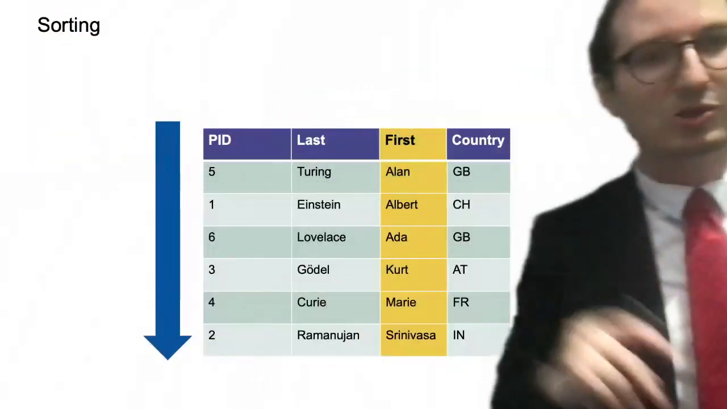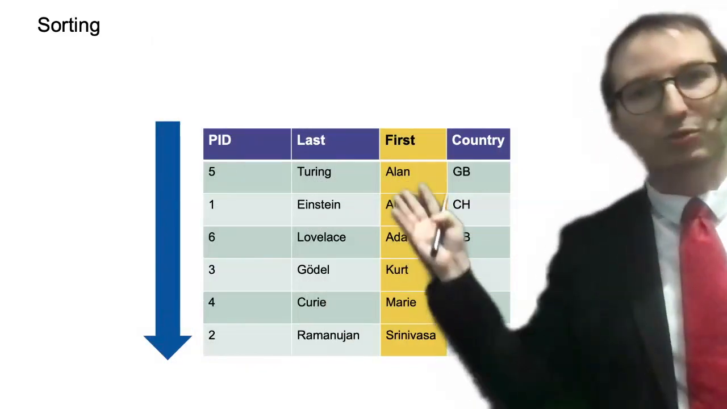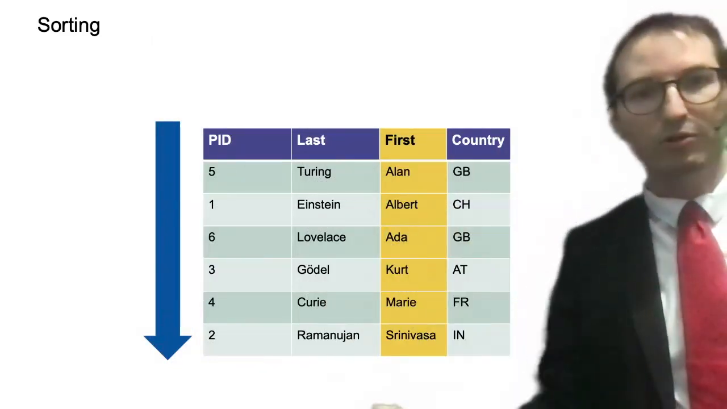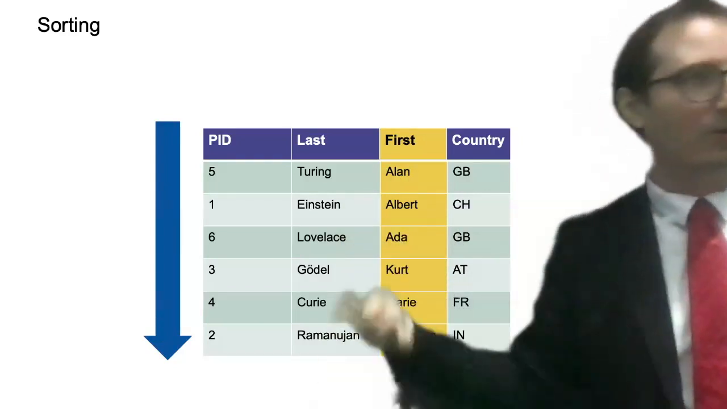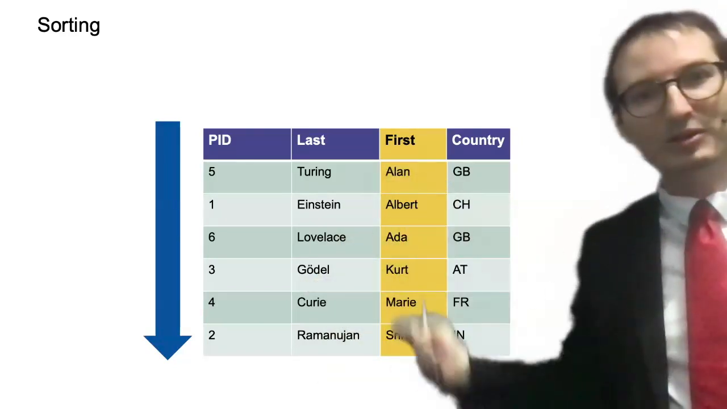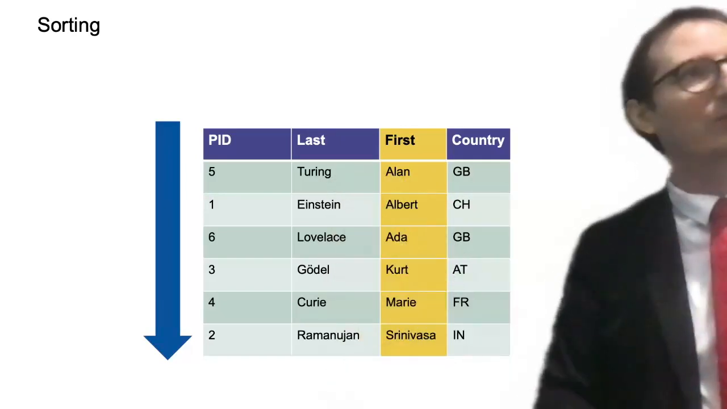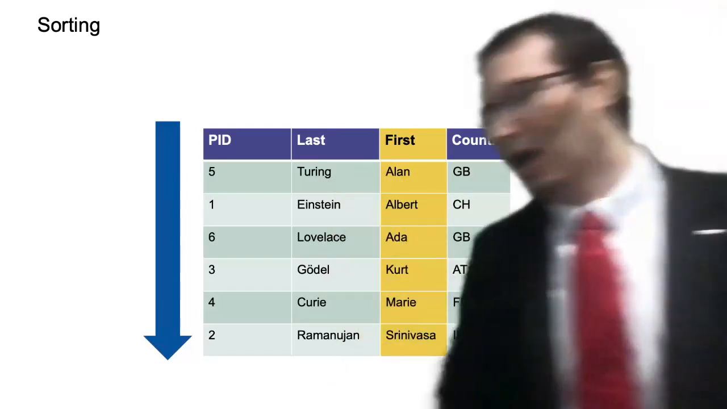Well, then we have sorting. Sorting means that you take a specific column or multiple columns and you rearrange the order of the records, the order of the rows or the business objects, sorted, for example, alphabetically, and that gives you the same table basically, but in a different order of the records.